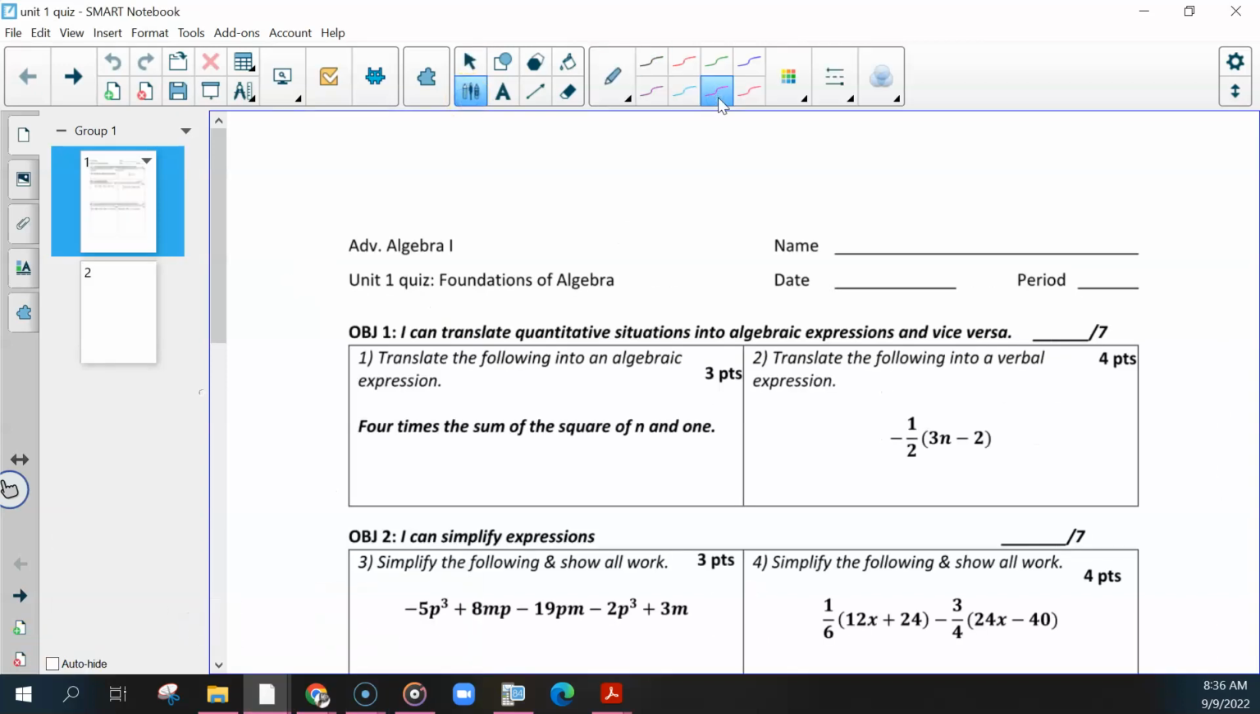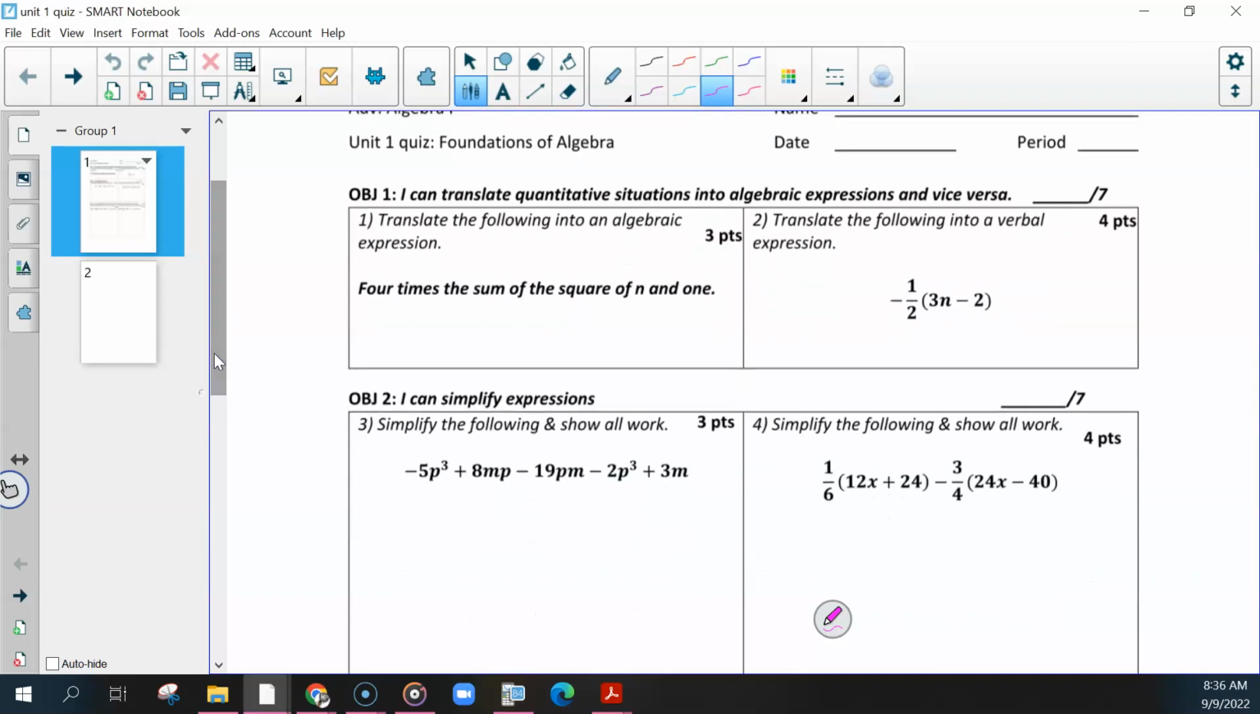For the most part, I think a lot of us did well in different sections. Some of us had the same issues in certain sections. For number 1 in the first objective, this should have been 4 times, then in parentheses, n squared plus 1. A lot of you put the square on the outside. Be careful, read the wording.